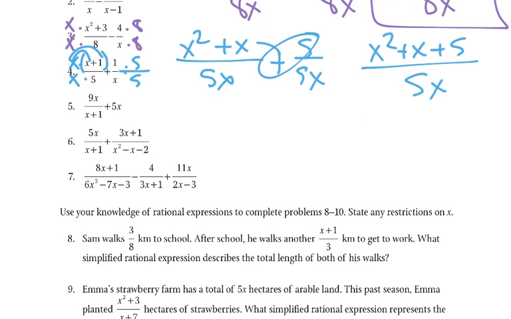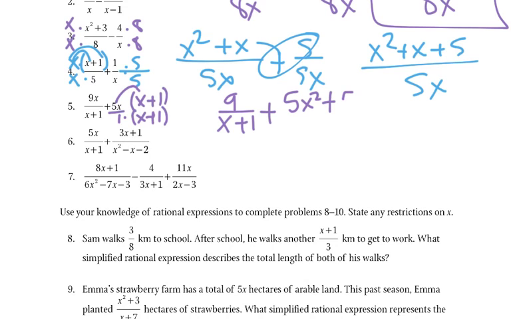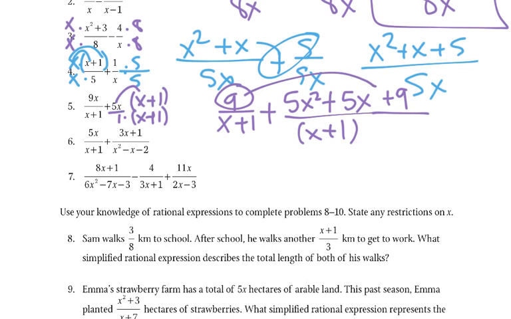Okay, number 5. Now, if it doesn't have a fraction, just make it a fraction. How am I going to get that to be x plus 1? We times the whole thing by x plus 1. Okay, so we get 9x over x plus 1 plus 5 times x is 5x squared plus 5x times 1 is 5x over x plus 1. Then we just basically tack that plus 9 on at the end, extend that, and we call that our answer.